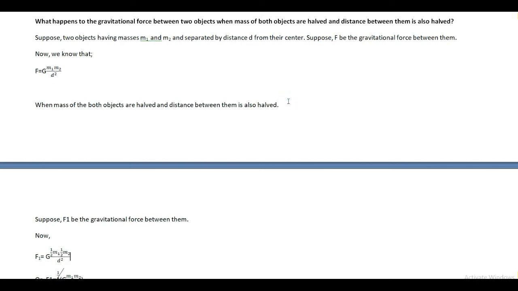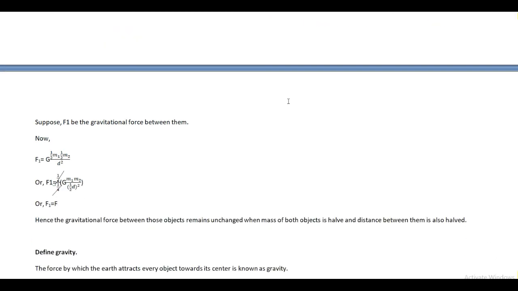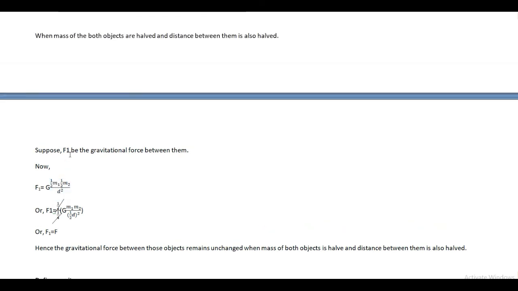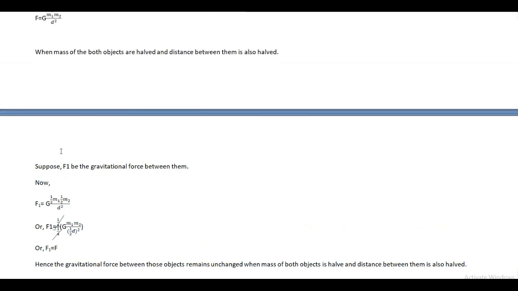Definitely now there will be a change in gravitational force, and we have supposed F1 be the new gravitational force between them. Then F1 equals to G, then in the place of m1 we have written 1 by 2 m1, and in the place of m2 we have written 1 by 2 m2. Then in the place of d square we have written 1 by 2 d whole square. So this is according to the condition of the question, and here we can multiply 1 by 2 and 1 by 2 in the numerator, it will be 1 by 4, so we have written 1 by 4 in the numerator separately, and here in the place of 1 by 2 d whole square we can write directly 1 by 4 d square.